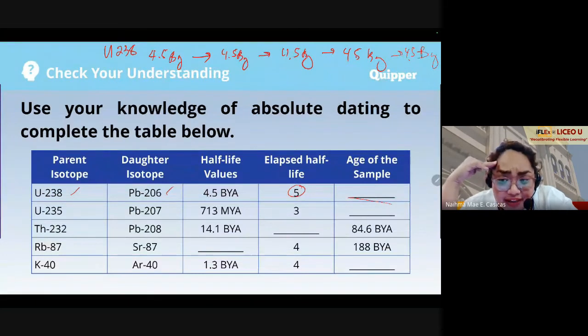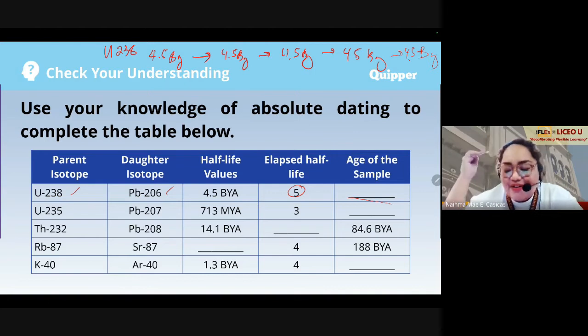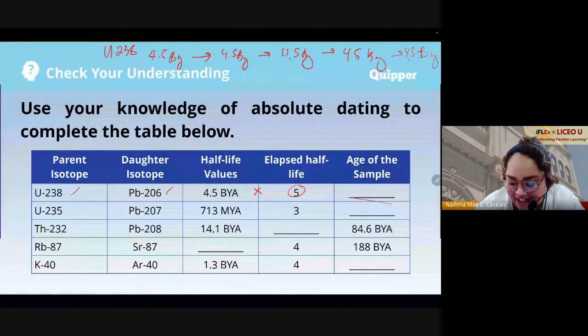Twenty-two. Where did you get that number? 22.5, multiply 4.5 by five. Okay, you just multiply, because it went through five half-lives. So you just multiply. So this will become the age of uranium-238: 22.5 billion years. Very good, everyone.